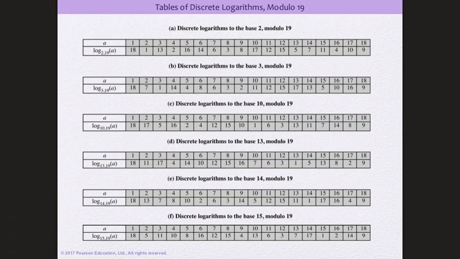Okay, and here it just shows you some tables of logarithms. So the discrete logarithm of a to the base 2 and modulus 19. It shows you the value for different values of a up there, 1, 2, 3, 4, 5, and so on. And then the value of the discrete logarithm itself in the lower row.